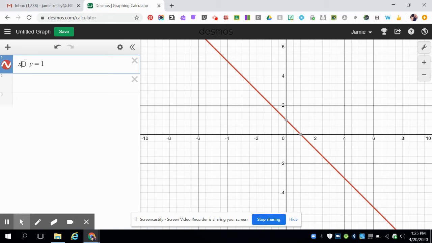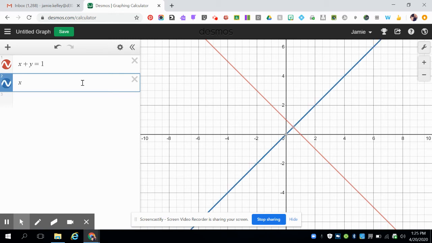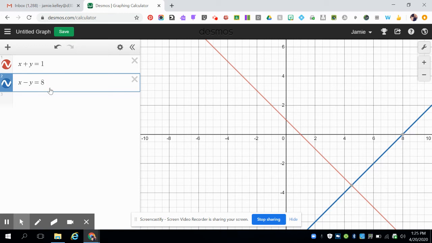And when you guessed different numbers that had a sum of 1, the point that you had for your x and your y lay somewhere on this line, and your classmates may have chosen different numbers, and their numbers lay on this line. The other one they wanted you to do is, what if those same numbers had a difference of 8? And then the points that you came up with, two numbers, one subtracted from the other equaling 8, would lie somewhere on this blue line.